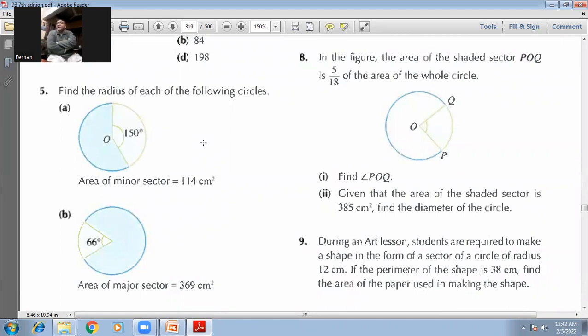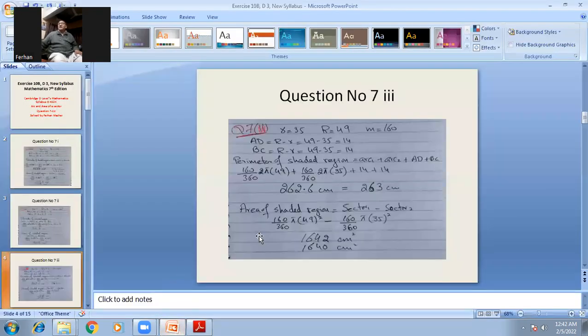It says in the figure, the area of the shaded sector POQ is 5 by 18 of the area of the whole circle. So find the angle POQ, and the B part is given that the area of the shaded sector is 385 centimeters square. Find the diameter of the circle. Okay, so this one is, I think, shaded because the shading is not clear, but this area is shaded. Okay, so let me show you my work. Question number 8.